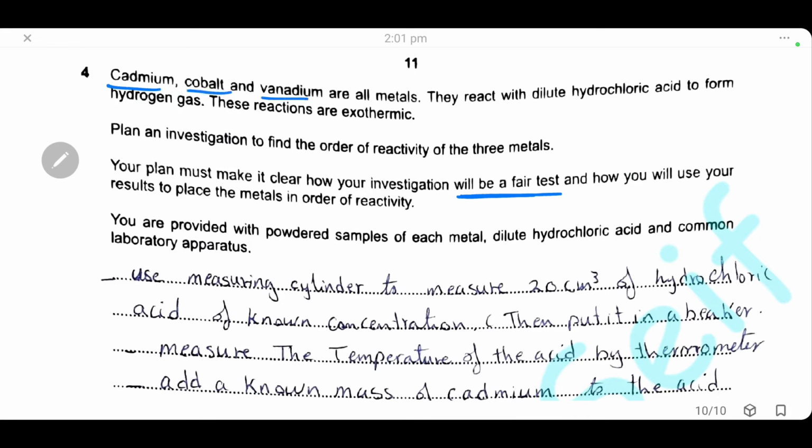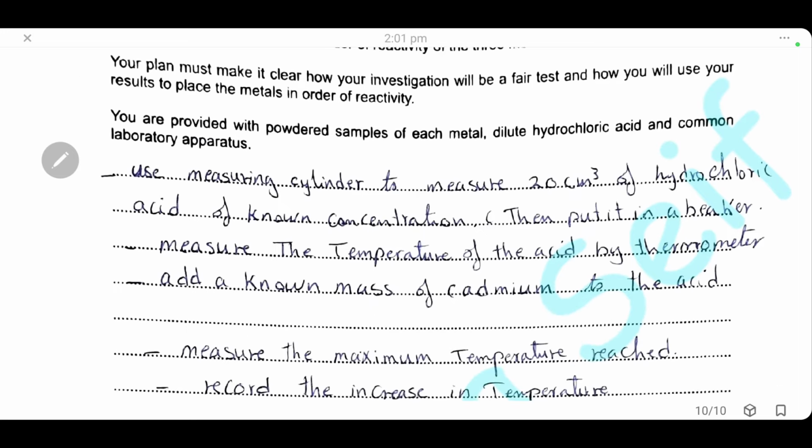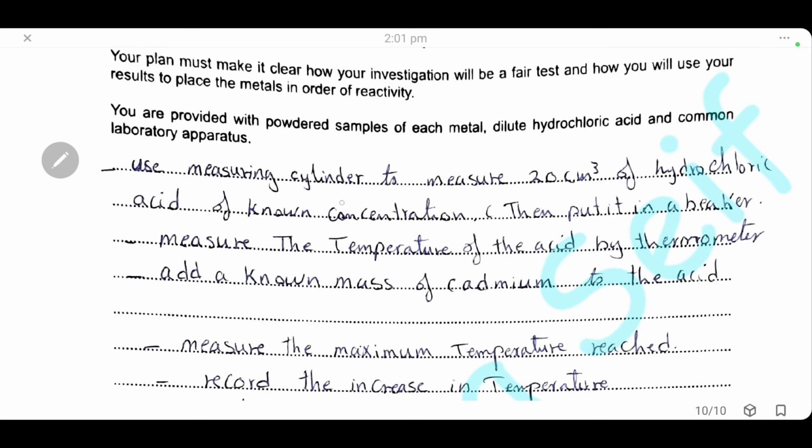So we will only change the type of the metal in each experiment, and we have to keep all the other variables constant. As we will write here in the experiment, all the variables should be kept constant for the fair test. So first, we will use the measuring cylinder to measure 20 centimeter cube of hydrochloric acid of a known concentration, then put it in a beaker. Measure the temperature of the acid with a thermometer.